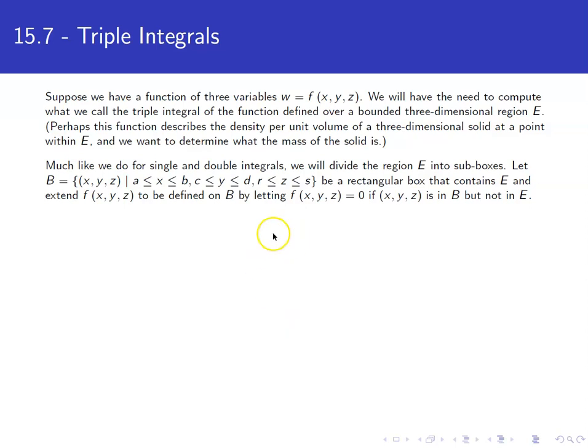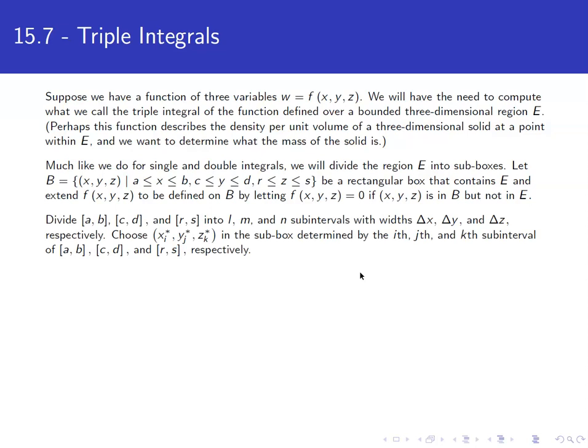And then what we'll do is that if we have some points in B that aren't in E, we'll just define the function to be 0 at those points. We did something very similar when we did double integrals over general regions. Remember, whatever shape of region we were doing our double integral over, we took a rectangle around that and said if we're in the rectangle but not in the region, we define our function value to be 0 at those points so it doesn't add anything in our integration. So we're doing the exact same thing here, we're just extending it to 3 dimensions instead of 2.